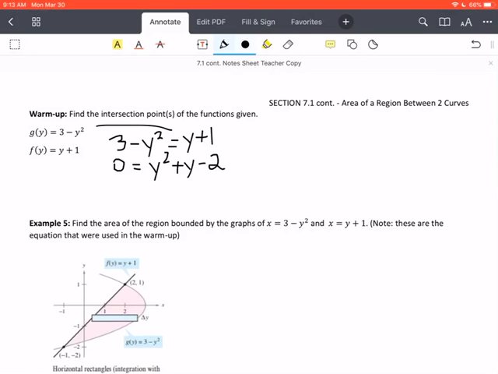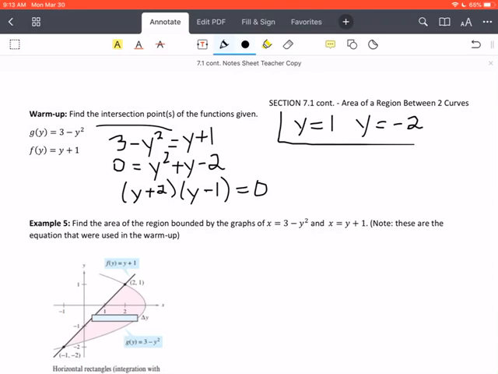All right, at this point, we can see that this is going to factor nicely. So we have y plus 2 and y minus 1 equals 0. These equations, I'm not going to call them functions, you'll see why in a second, are going to intersect at y equals 1 and y equals negative 2. Now, you might be saying, go ahead and find the x value of those intersection points, but I'm going to leave it at this, and you'll see why in a second.